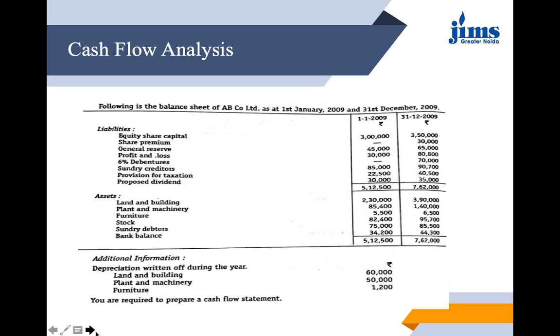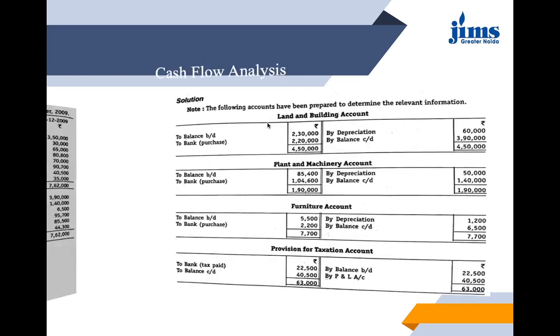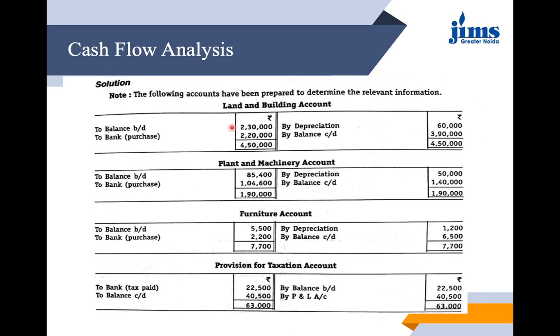So these are the balances that have been brought down and carried down. You can see 2,30,000 is the amount that is being brought down. 3,90,000 is the amount that is being carried down. And depreciation on this is given as rupees 60,000, so it is charged on the credit side. And here we do have again a double balance, that is we have purchased the land and building, that is 2,20,000.